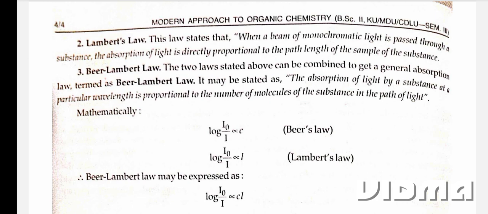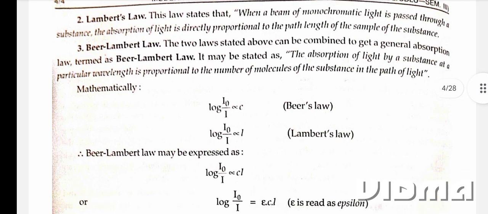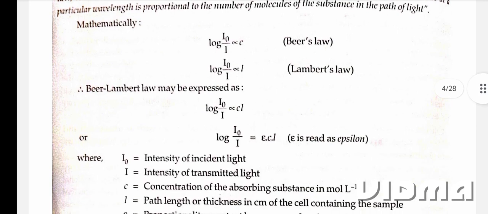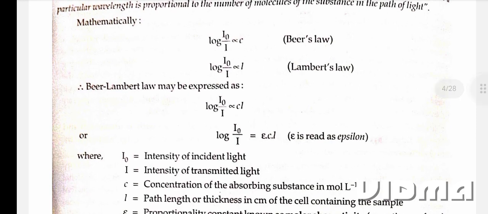Beer-Lambert's law. The two laws stated above can be combined to get a general absorption law termed Beer-Lambert's law. It may be stated as: the absorption of light by a substance at a particular wavelength is proportional to the number of molecules of the substance in the path of light. Mathematically, Beer-Lambert's law may be expressed as log I₀/I = ε·C·L.